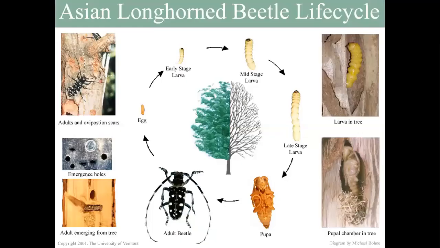You can see what it does is that it goes into the tree, it pupates, the larva damages the tree, girdling it, and you can see where it pupates. The beetle comes out and lays its eggs, and it causes death to a variety of ornamental shade trees.